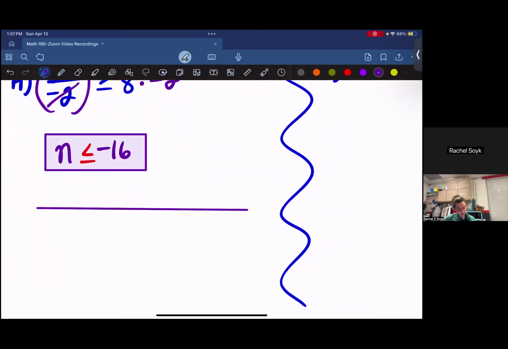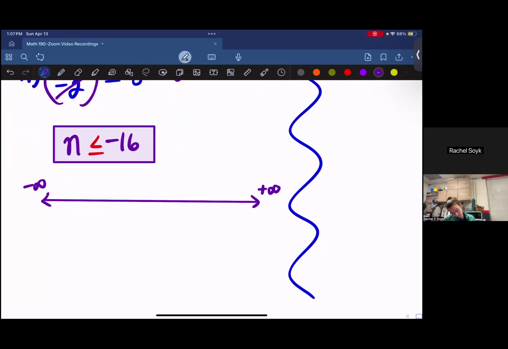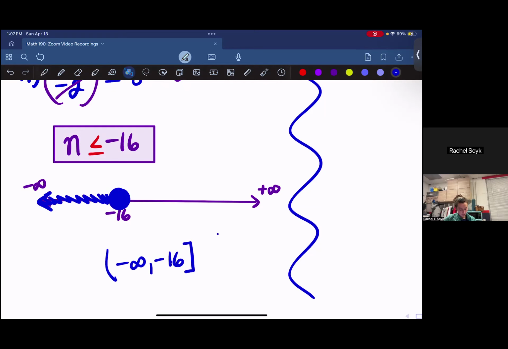All values from negative infinity to positive infinity. We have negative 16, open circle. All values, is it an open circle? It's actually filled, right? Because we're including that negative 16, and we're including all values less than it. So our final results, negative infinity to negative 16. And we are done.